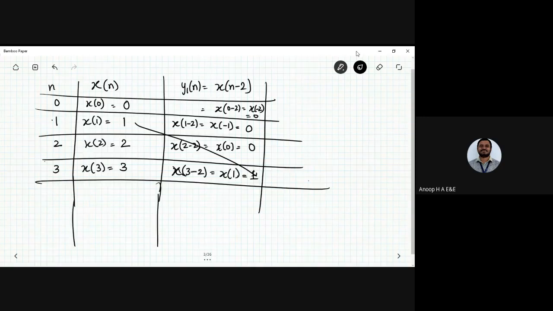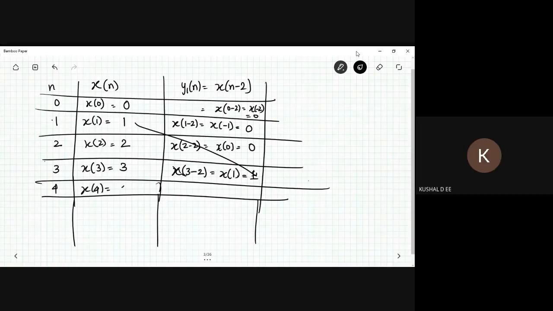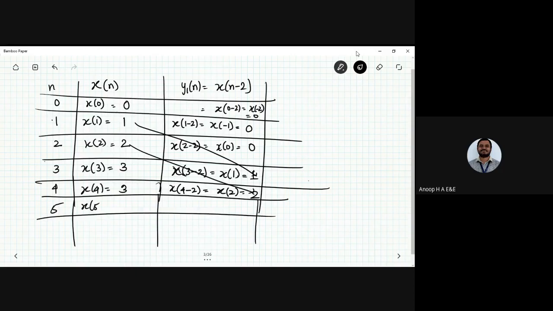Let me go ahead with 4. X of 4, that is equal to 3. Yes, x of 4 minus 2, that is equal to x of 2. What's the value? 2. Okay, now 5. X of 5 is 0. 6. X of 6 is 0.